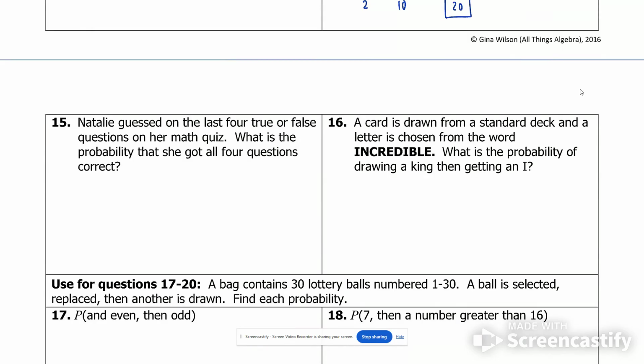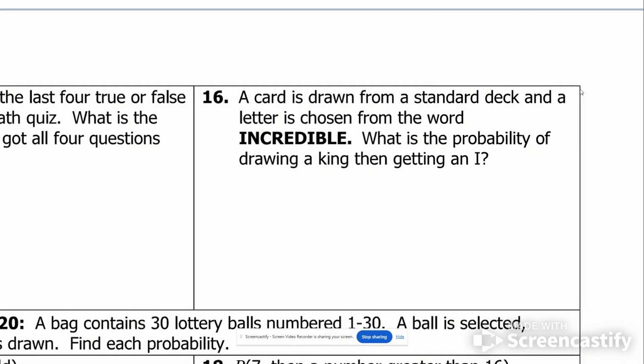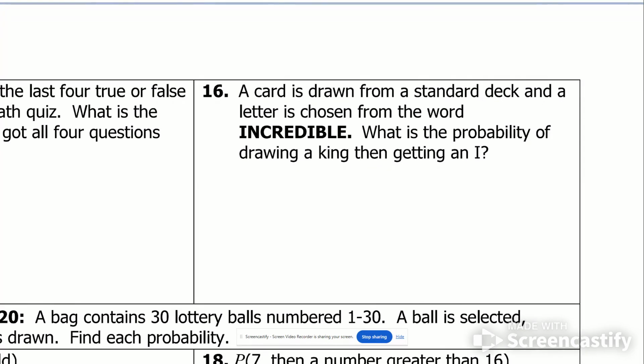Okay? Hopefully you guys will flip it over to the back, number 16. A card is drawn from a standard deck, and a letter is chosen from the word incredible. What's the probability of drawing a king and getting an I? So, multiple events, we multiply events. I know that's annoying, but it helps you to remember it.